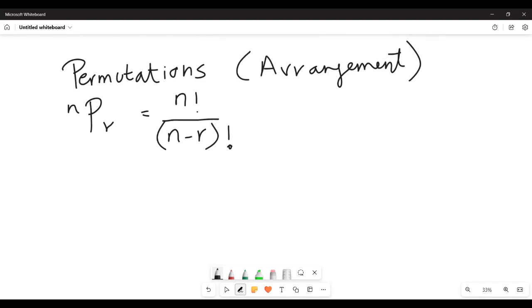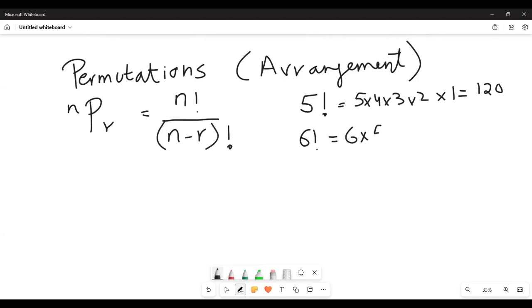Now what is a factorial? For example, 5 factorial is 5 times 4 times 3 times 2 times 1. There's also a factorial key in the calculator, underneath mode, so you have to press shift and the key underneath mode. If you press 5 factorial, it's 120. Similarly, 6 factorial would be 6 times 5 times all the way till 1. So that's the concept of factorial.